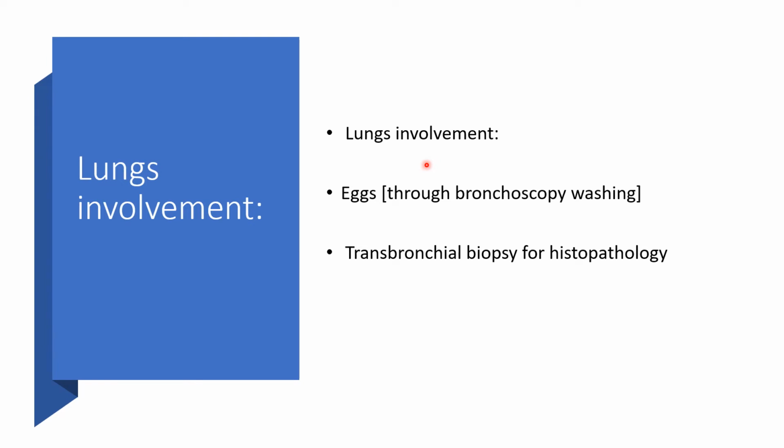Lung involvement. The eggs, when there's pulmonary schistosomiasis, will be picked through bronchoscopy washing. Some call it bronchogenic washing, and then you get the aspirate and look for the eggs. You can also have transbronchial biopsy and send to the lab for histopathology when there is involvement of the pulmonary system, pulmonary schistosomiasis. Remember, called pulmonary. Okay.